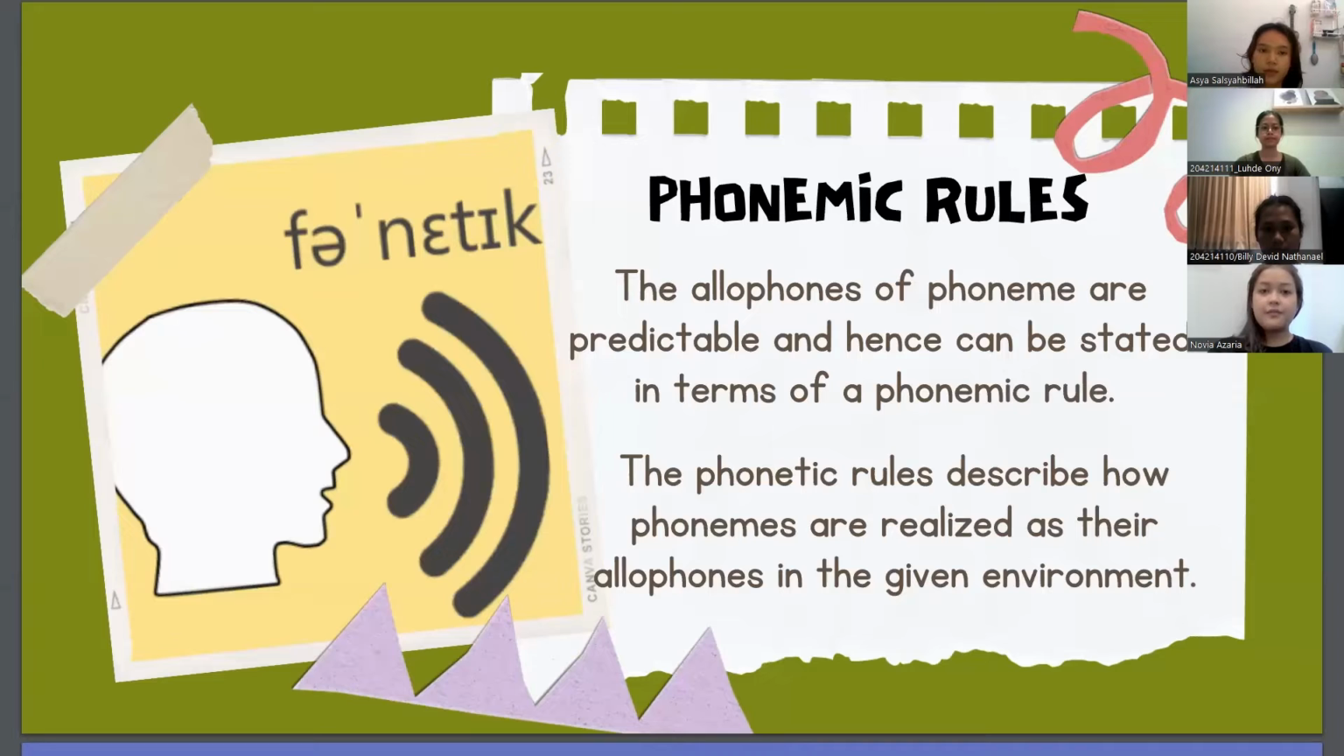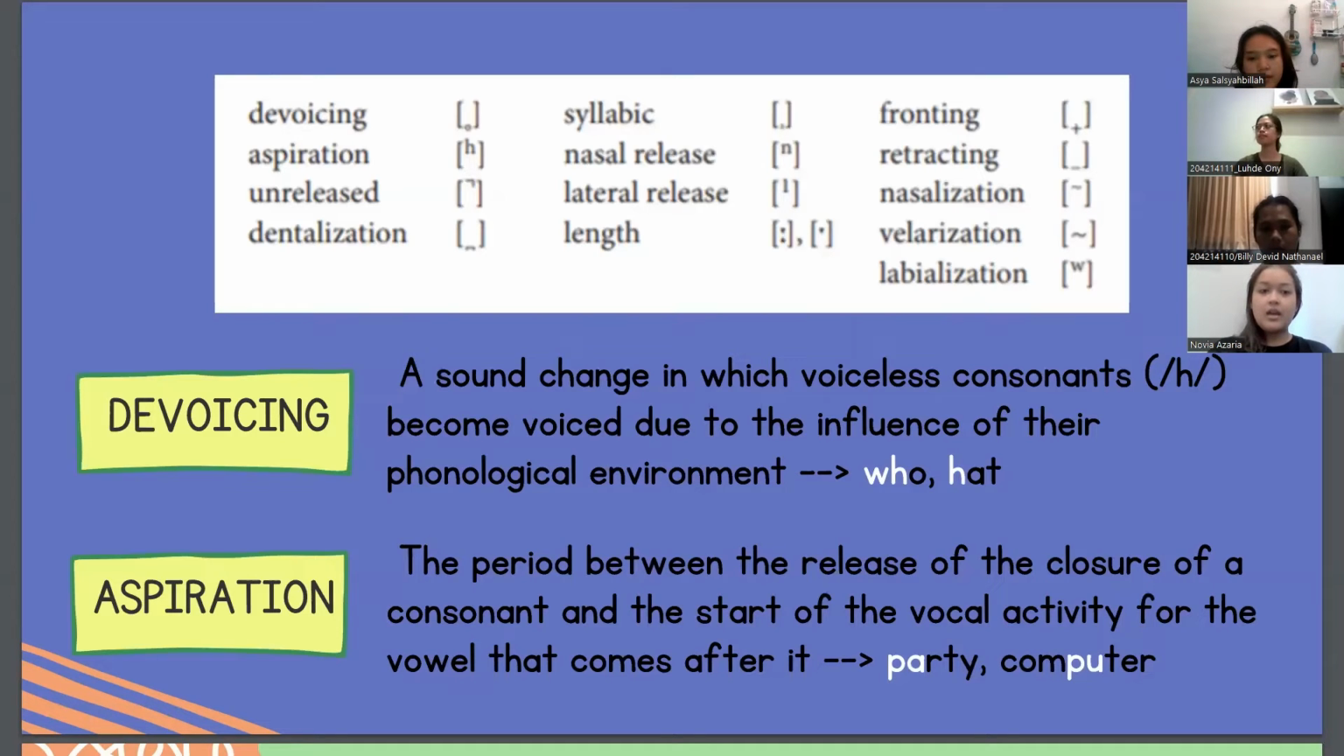The next is phonemic rules. The allophones of a phoneme are predictable and hence can be stated in terms of a phonemic rule. The phonemic rules describe how phonemes are realized as their allophones in a given environment. These are some symbols of phonemic rules. The first one is devoicing.